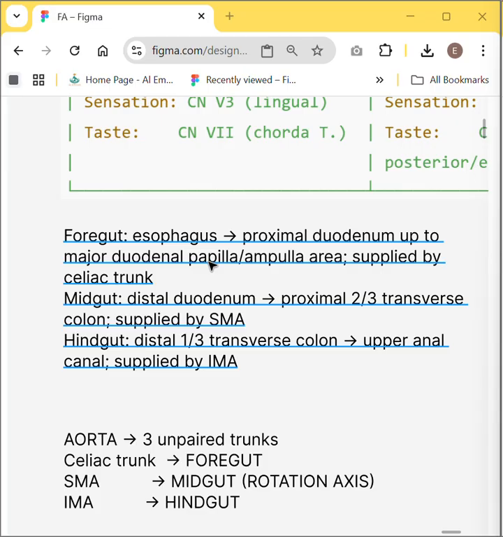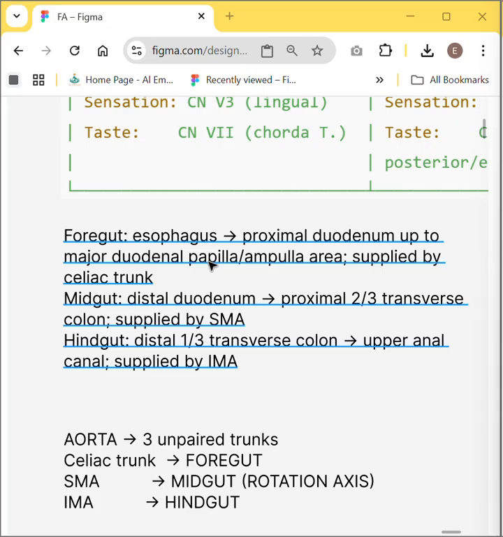What is the foregut? The foregut is the area that starts from the esophagus up to the major duodenal papilla. Now, this area is supplied by the celiac trunk, because embryologically the foregut is supplied by the celiac trunk. So later on, when you see the development of all these embryological parts, you'll see that the celiac trunk is supplying the foregut.